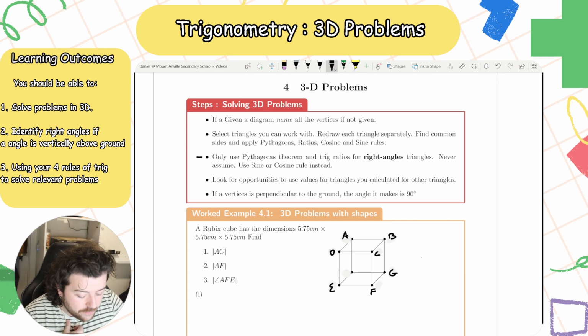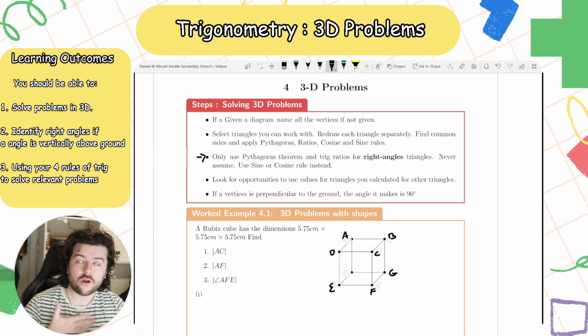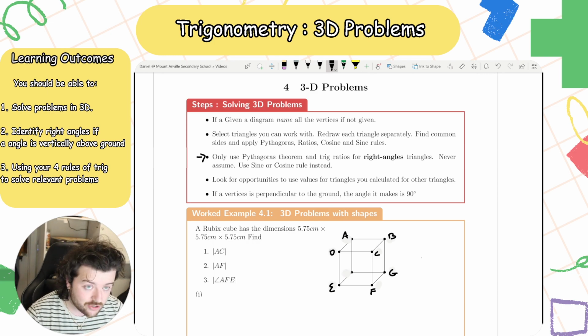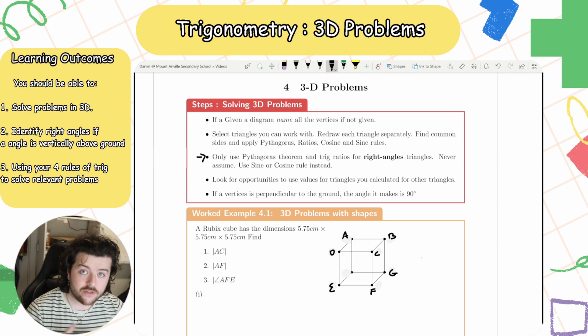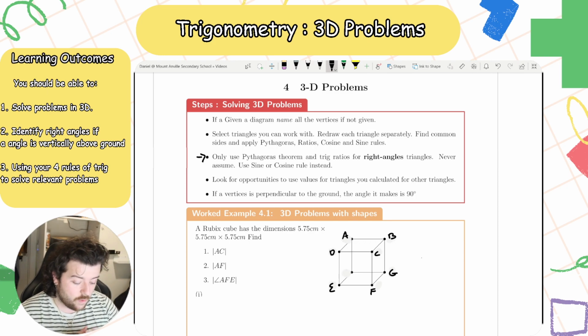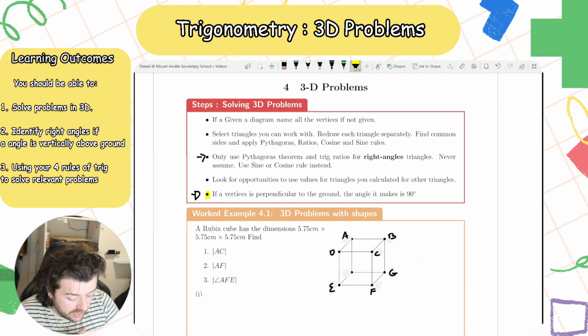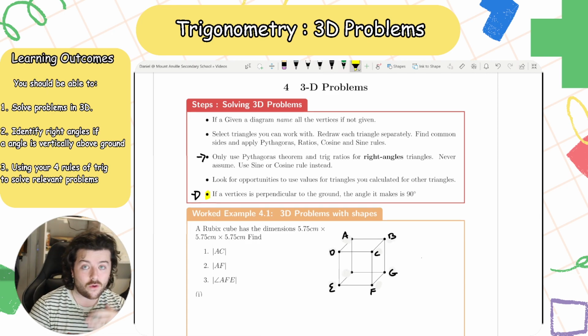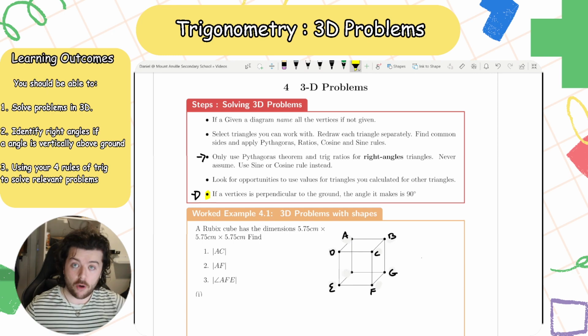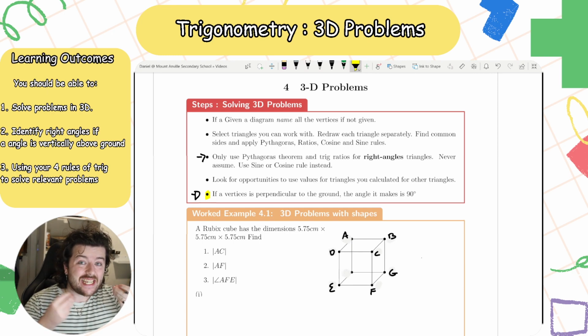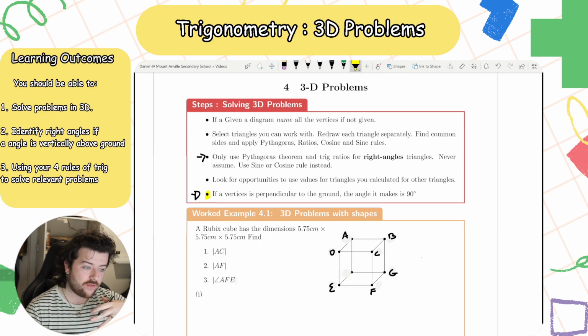We have to remember, if we're using Pythagoras or sine, cos, tan, our trig ratios, we can only use them on right angle triangles. And we have to remember our cosine rule and our sine rule as well. The key takeaway point would be, if a vertex or a point is vertically above the ground, it is considered at a right angle to the ground. So you have to look out for words like vertically above or perpendicular to the ground.